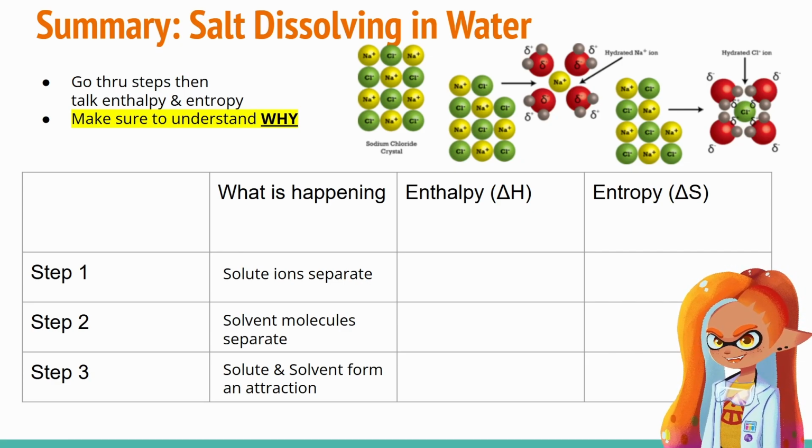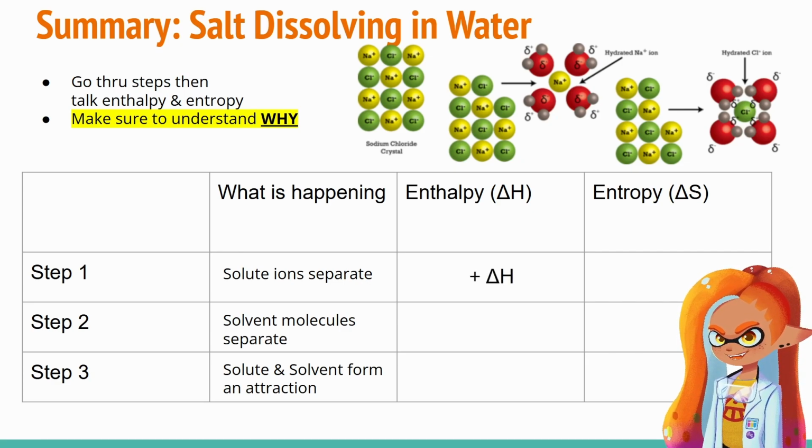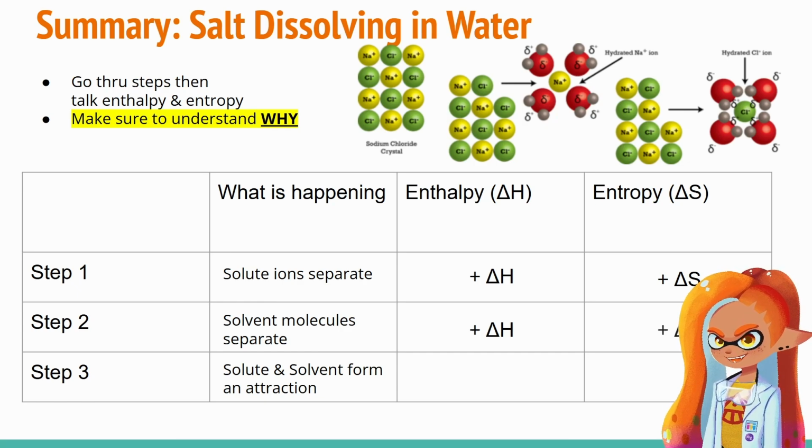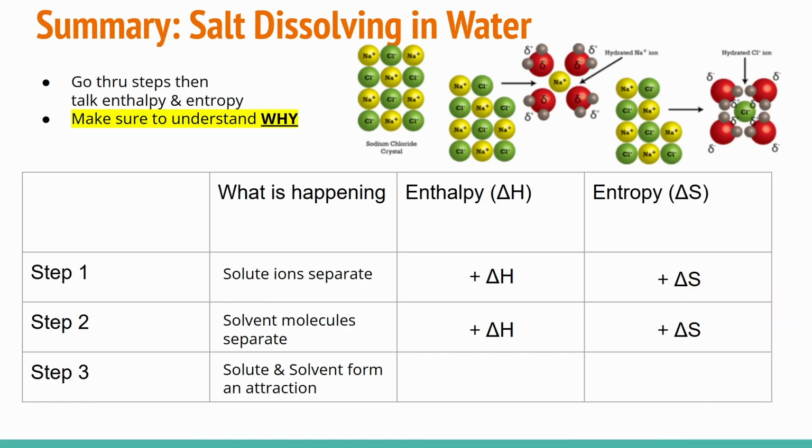When I'm looking at step one, we have a positive delta H. Since we had to separate those ions, we had to input energy, and inputting energy is positive. We have our entropy, which is also going to be positive because it's getting more random, more chaotic. In step two, we're also separating the IMFs of the water, so that's positive, and it's also a positive delta S because that is also increasing the randomness.